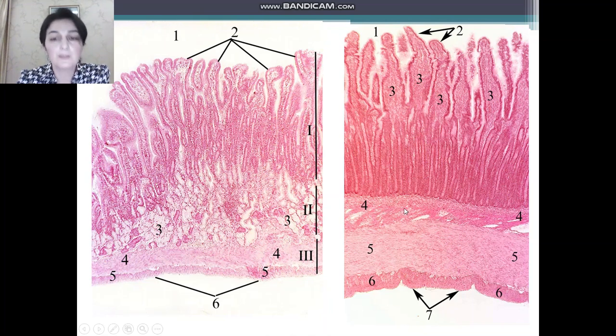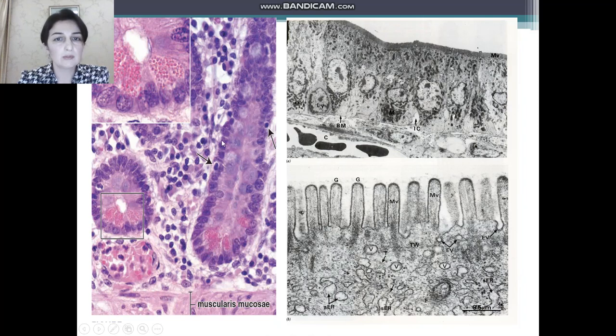Pay attention. And here is present a plexus of blood vessels. These are sections of blood vessels. Also, as we know, submucosa contains nerve plexus, Meissner's nerve plexus, and the muscularis externa. Here we have to know the cell.